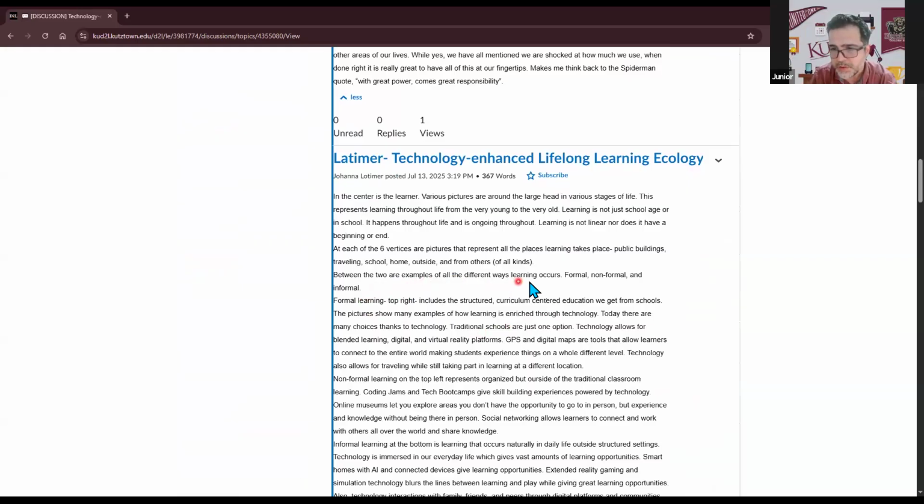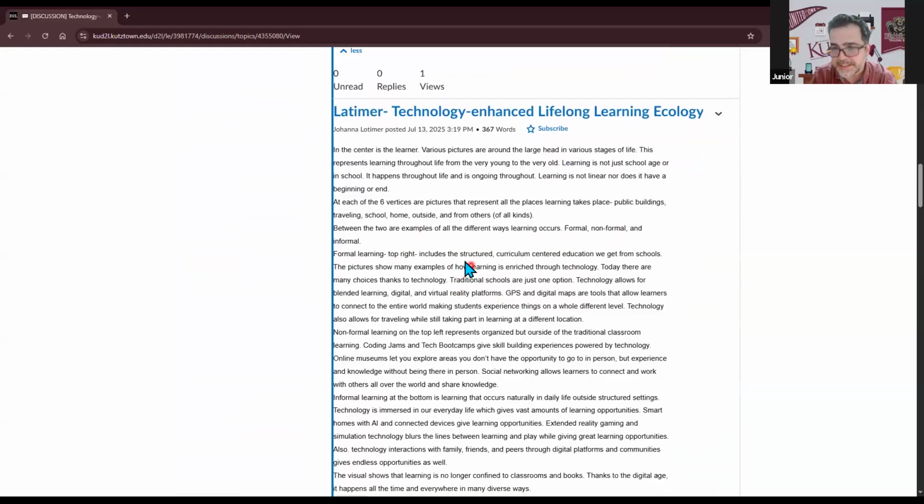Between the two examples are all different learnings. Yes, see, that's exactly what I said. Structured curriculum-centered education we get from schools. Today there are many choices thanks to technology. Traditional schools are just one option. Technology allows for blended learning, digital, GPS and so on. Yeah, this is nice, right? It also allows for traveling while still taking part in learning at a different location.